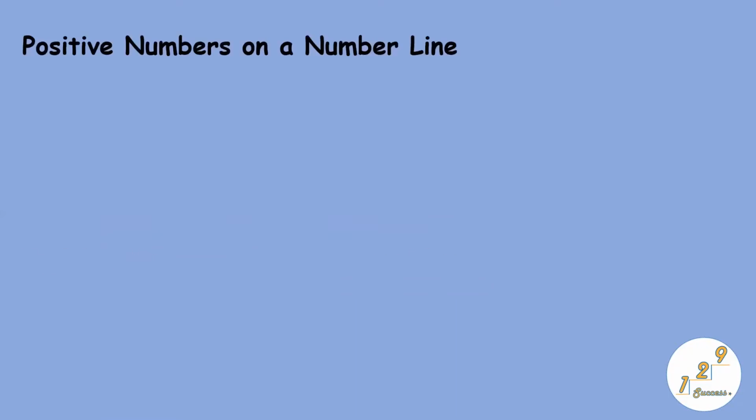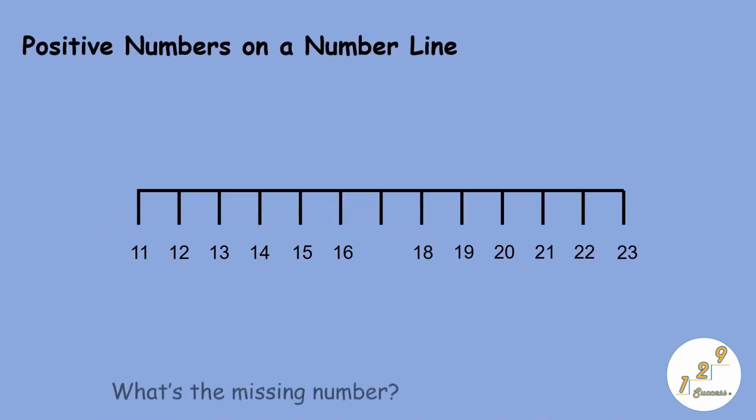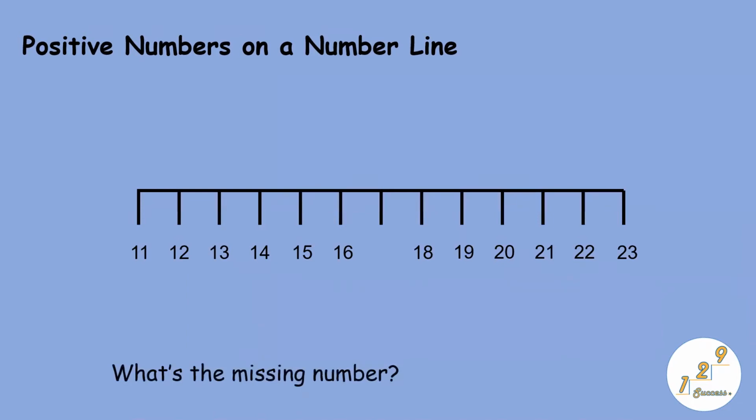So let's look at positive numbers. Now, we all know what a positive number is. It's anything that is to the right of 0 on a number line. We've all seen these before, and I'm sure you've all seen a number line before too.